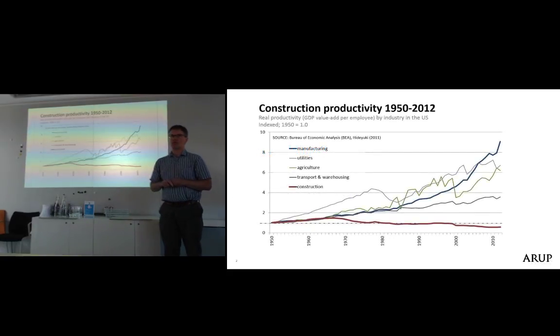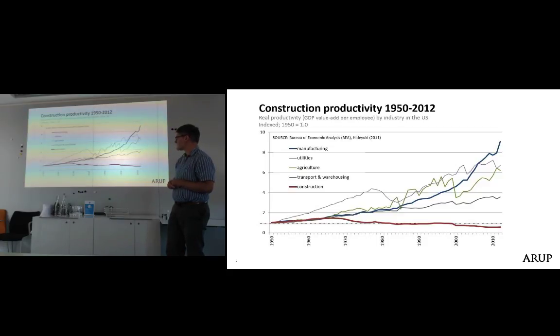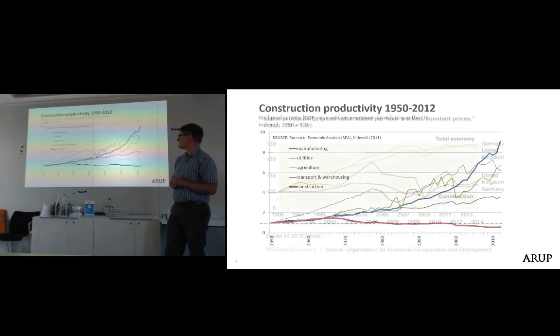I wanted to point to this. This is something that we get criticised for as an industry, our productivity. And construction is the red line running along the bottom of this diagram. It's really depressing. This is a US diagram. I've got another slide coming up in a moment, but just to point out, manufacturing has at least 8 times the productivity relative to 1950. Utilities 6 times, agriculture 6 times. But construction is flatlining. Tom, next slide.